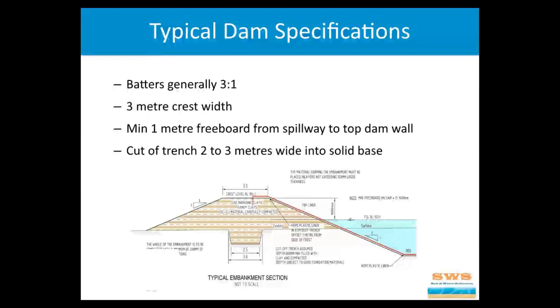We usually go 600 millimetres into impervious clay. So we've stripped all our topsoil off all the way. We've dug our cutoff trench minimum 600 millimetres into that impervious clay underneath. 3 to 1 batters, that's our 3 to 1 batter. 3 metre crest width, upstream and downstream. Generally, that's a minimum. Our freeboard is generally a metre, and that gives us, again, that security of the wall not overtopping.